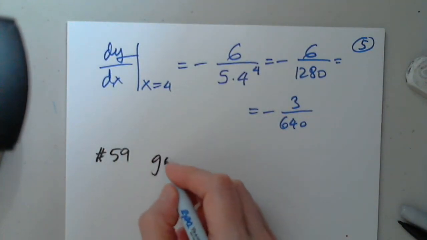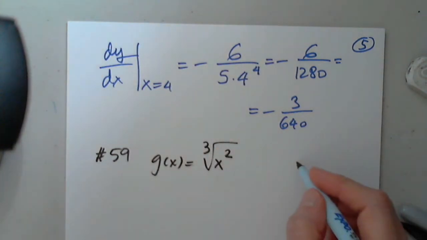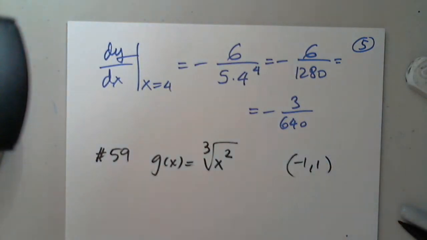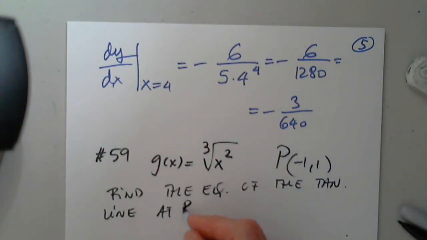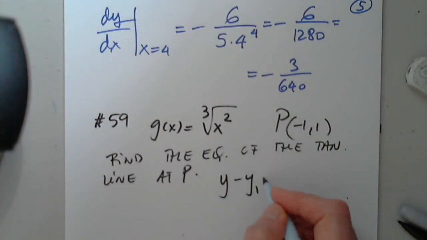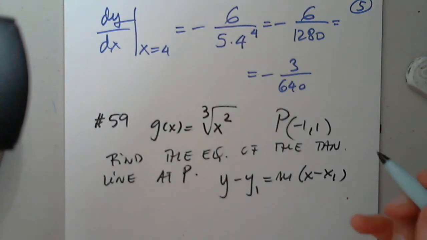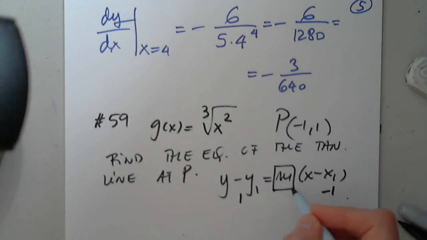Problem 59: g of x equals the cube root of x squared. And they want us to find the tangent at (-1, 1). The equation of the line, of the tangent line at this point. Find the equation of the tangent line. I'm going to call this P because it's easier to write. I know how to write that: y minus y1 equals the slope times x minus x1, where -1 is x1 and 1 is y1, but I do not have the slope.